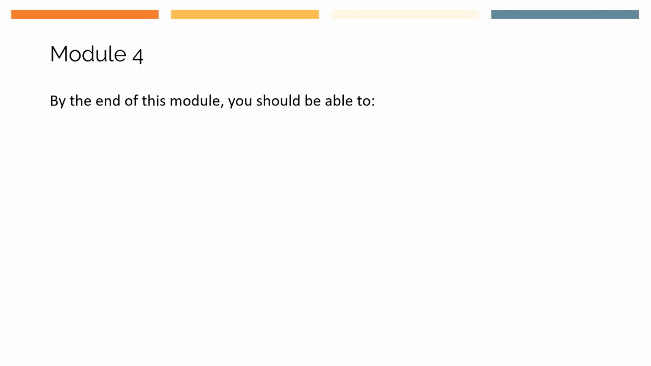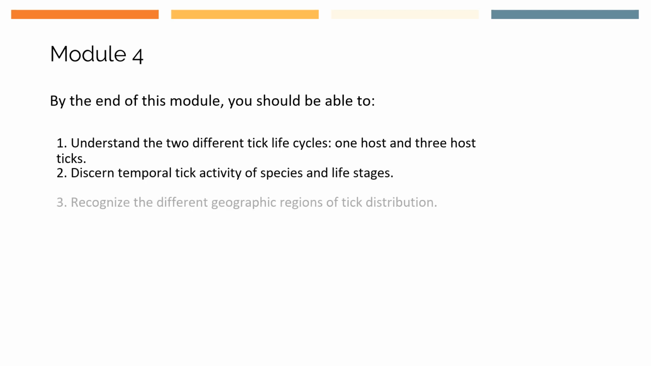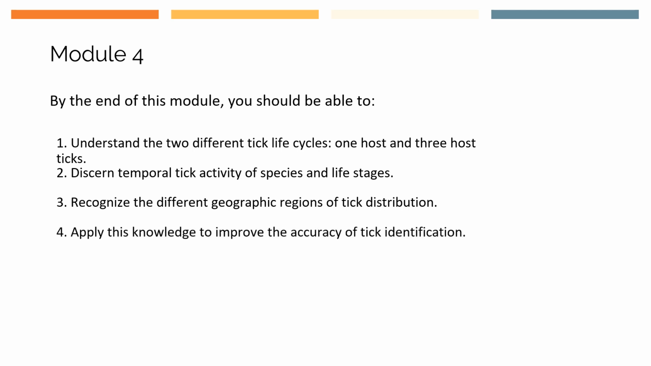By the end of this module, you should be able to understand the two different tick life cycles, one-host and three-host ticks. You should be able to discern temporal tick activity of species and life stages, recognize the different geographic regions of tick distribution, and apply this knowledge to improve the accuracy of tick identification.